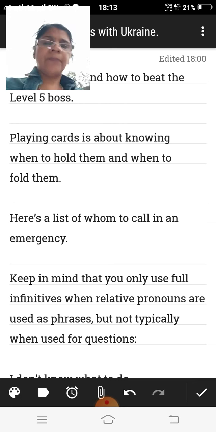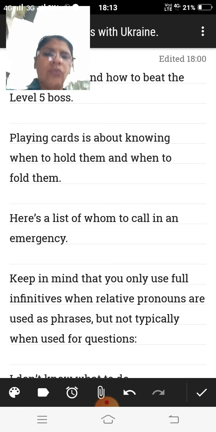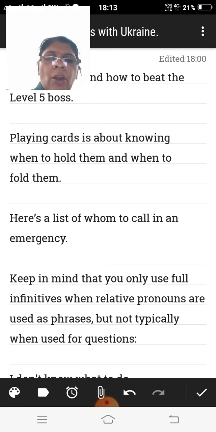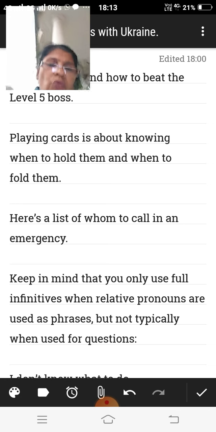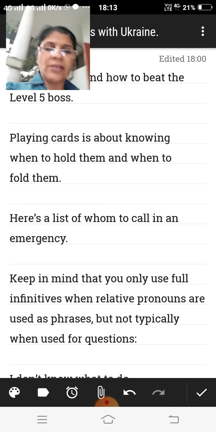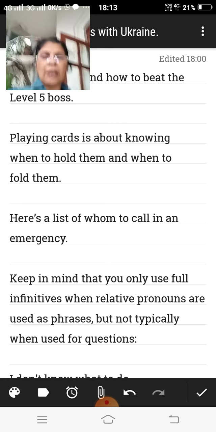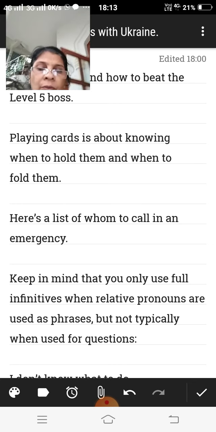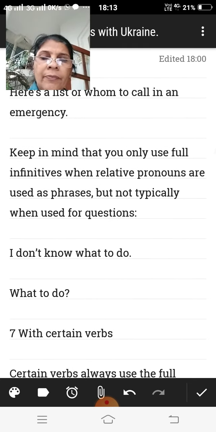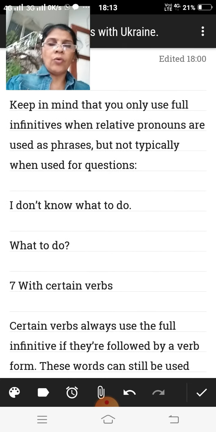Keep in mind that you only use full infinitives when relative pronouns are used as phrases, but not typically when used for questions. I don't know what to do.